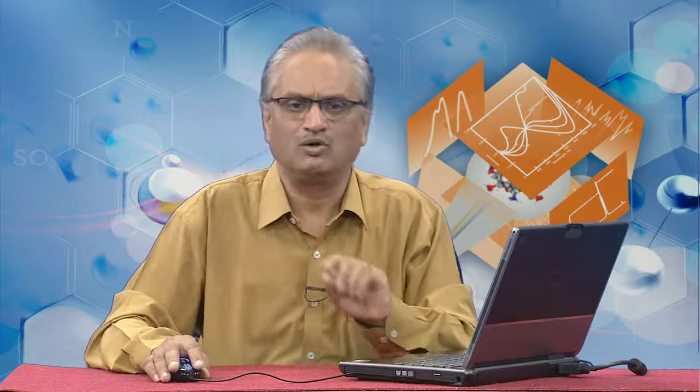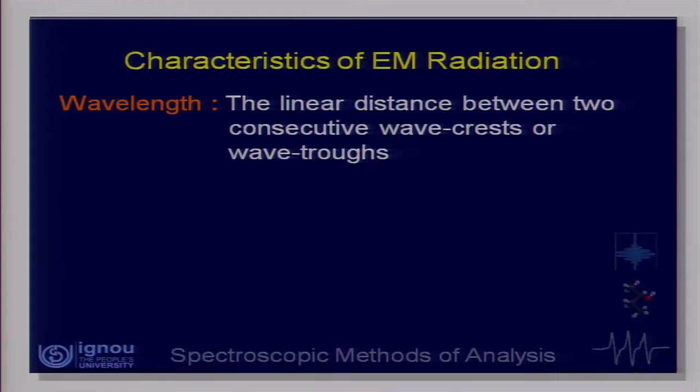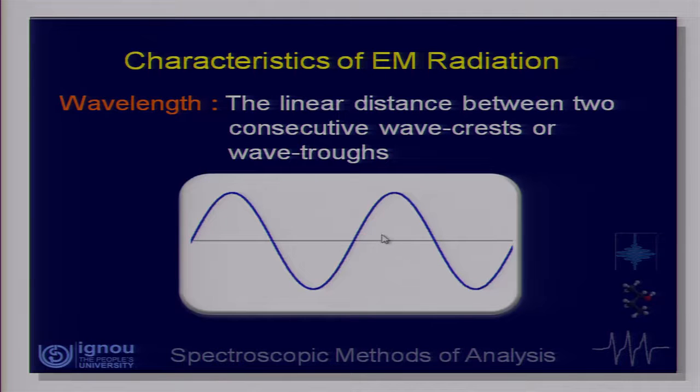Okay. Now, let us move further and see what other characteristics of EM radiation there are. Another important characteristic is the wavelength. Wavelength, as the name suggests, is the length of the wave, and it is defined as the linear distance between two consecutive wave crests or wave troughs. Let us look at this picture. This is my typical wave. If I look at this distance, the linear distance between two crests, or I can take the distance between two troughs, this is defined as wavelength.